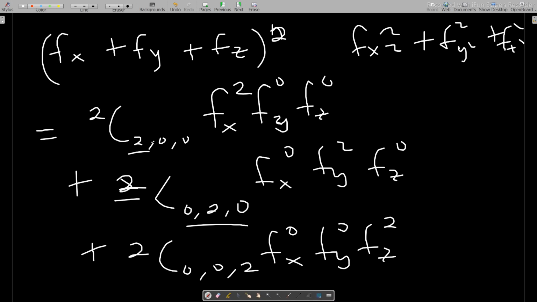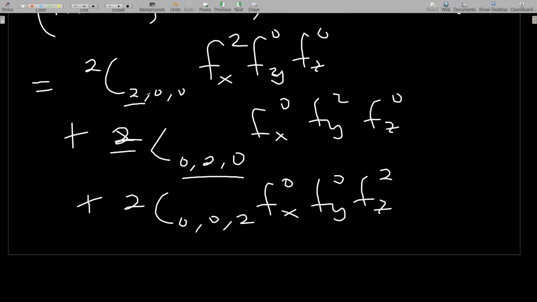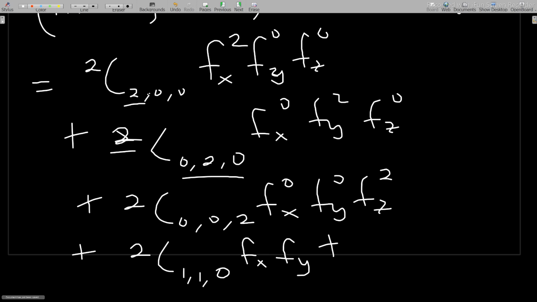Then you continue. We are done with 2 and the zeros, so you continue with the binomial coefficient, 2 combination, then you start with 1, 1, then comma 0. When I sum these, I'll get 2. So you start with fx to the power 1, fy to the power 1, fz to the power 0, and that will give me 1, so I won't write it. Then plus 2 combination, 1, 0, 1. You interchange them like that, fx, then fz will be left here.